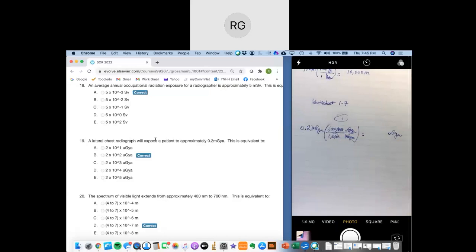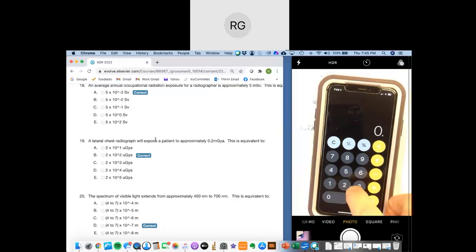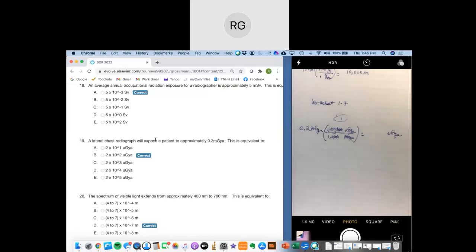So I can take out my calculator, because I don't want to mess up now that I did all the thinking. 0.2 times 1,000 equals 200. So 200 micrograys. So that was our first step. Convert the units, right? And we're good there.